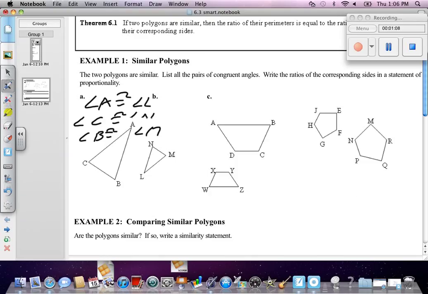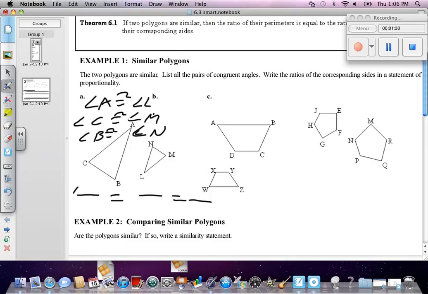Did I get N and M mixed up? Yeah, this would be angle M, and this would be angle N. Okay, now we've got to write ratios of sides. I'm going to do the big one over the little one. It doesn't matter if you do the little one over the big one, as long as all the little ones are then on top. So we're going to have 3 of these, and they're all proportional to each other.